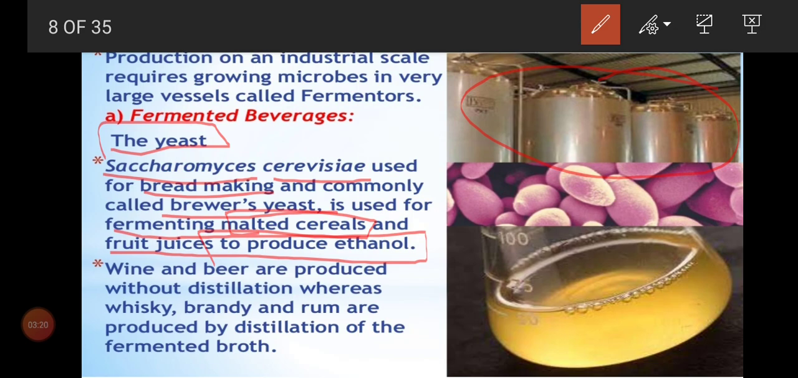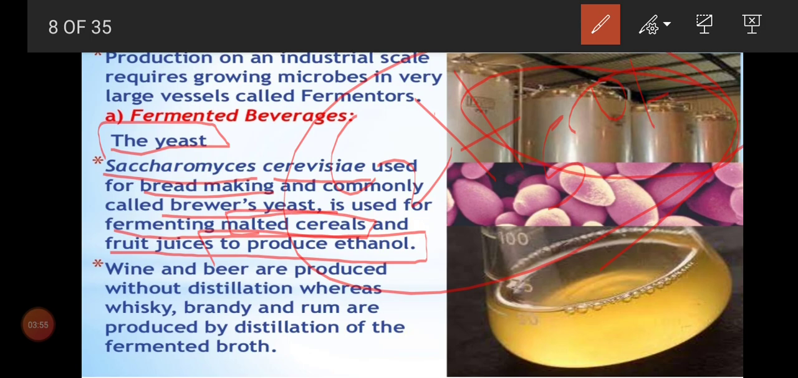So what is the starter material here, children? What rich material are we taking? We are taking carbohydrate-rich material, and also fruit juices. They all contain carbohydrate compounds. From that we easily get the compound C2H5OH, so we get an alcohol product, ethanol. First, remember: malted cereals or fruit juices give ethanol with the help of brewer's yeast or baker's yeast.